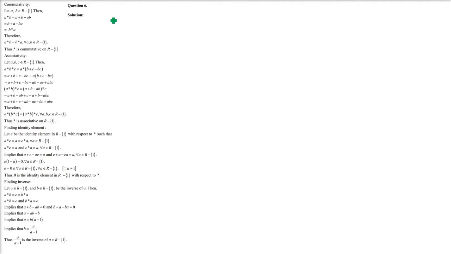Question number 6. On R minus 1, that is all the real numbers except 1, we cannot have A or B or anything which is equal to 1. The binary operation star is defined by A star B equals A plus B minus AB. Prove that star is commutative and associative.